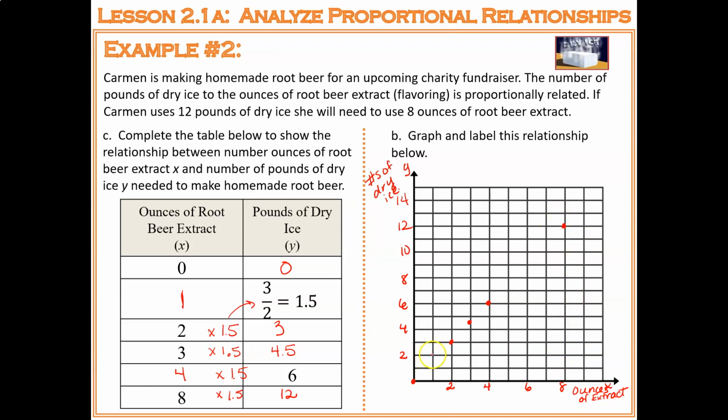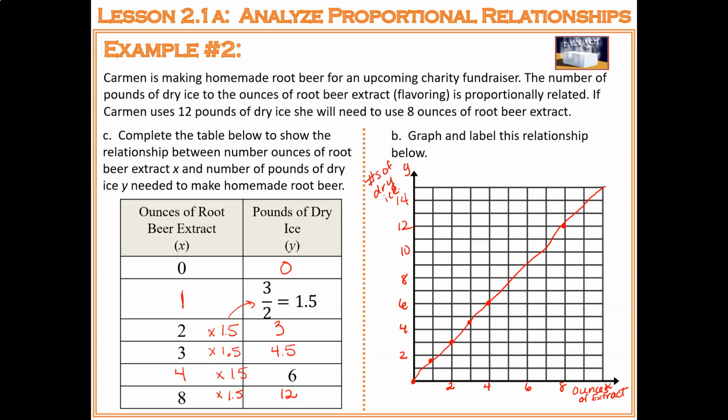And I think this erased some of my points. So 1 is 1.5 right here. Okay? So if I draw this line, look at this. It goes through 0 and the rate stays the same all the way through.